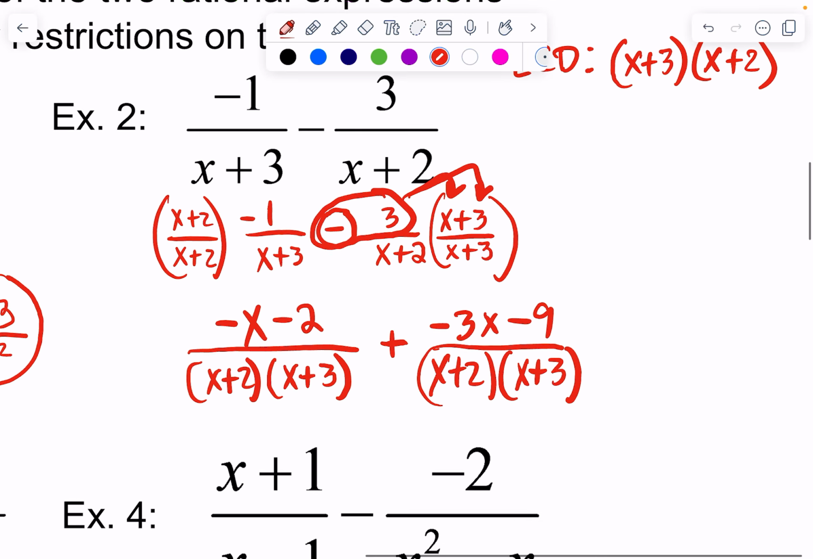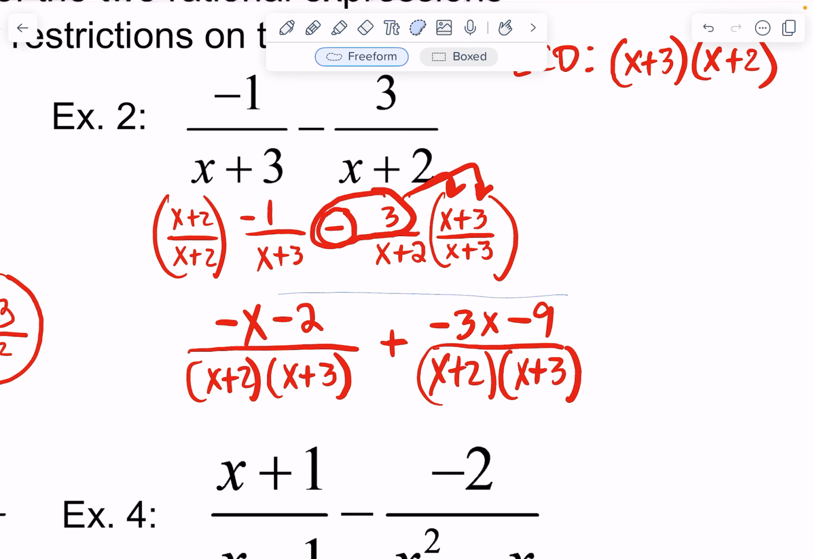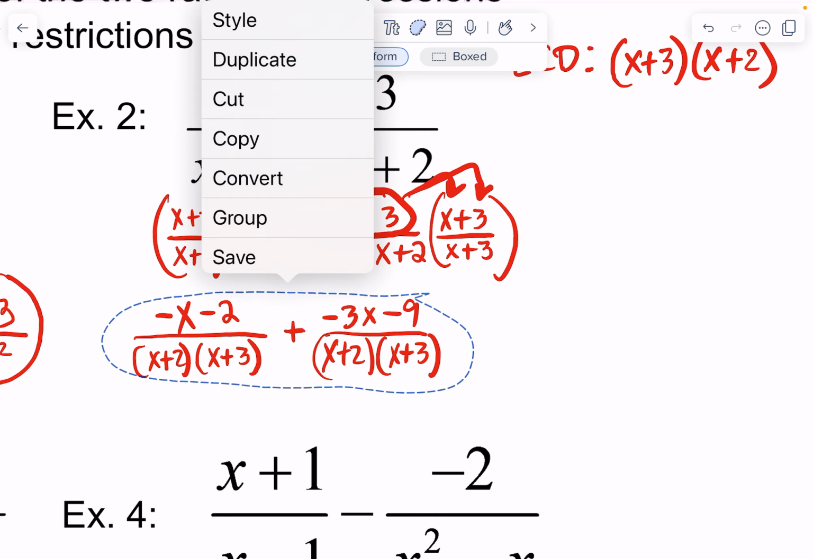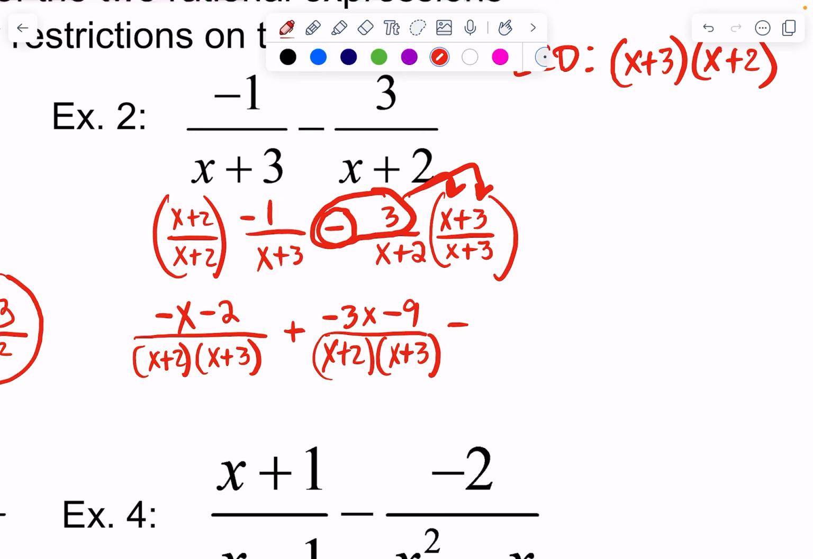And now I have a common denominator. So I'm going to simply add or subtract the numerators and keep the same common denominator. So negative x minus 3x is negative 4x, minus 11 over x plus 2 times x plus 3, which is the common denominator.